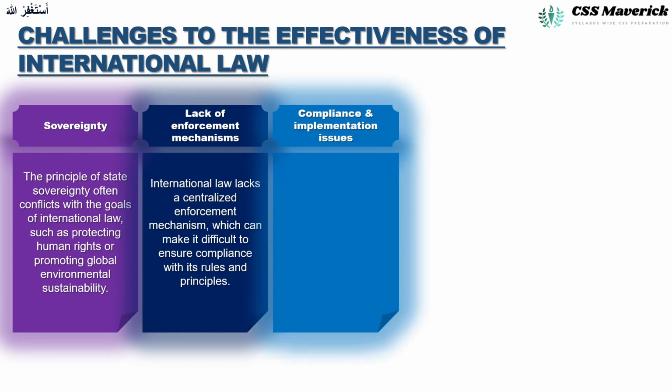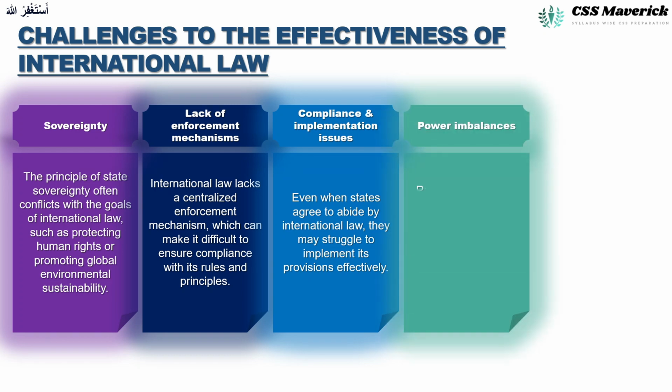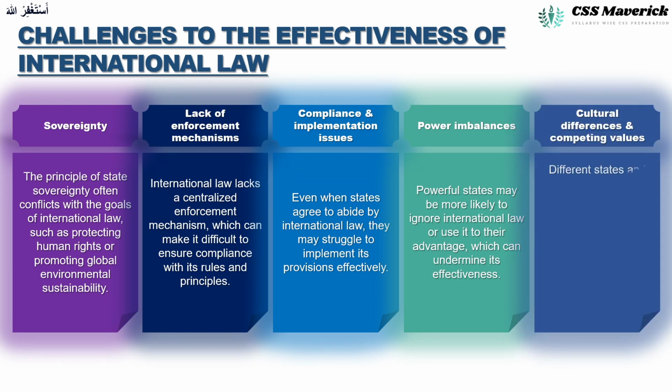Then coming over to the compliance and implementation issues. Even when states agree to abide by international law, they may struggle to implement its provisions effectively. Now, power imbalances. Powerful states may be more likely to ignore international law or use it to their advantage, which can undermine its effectiveness.